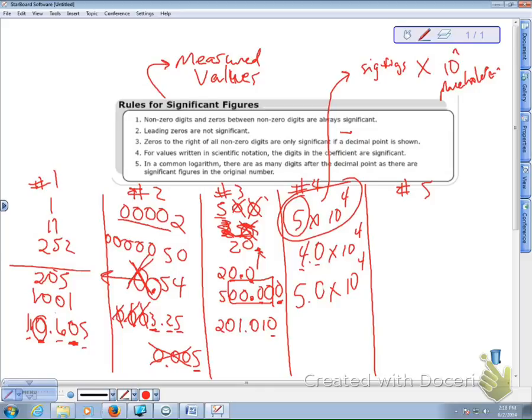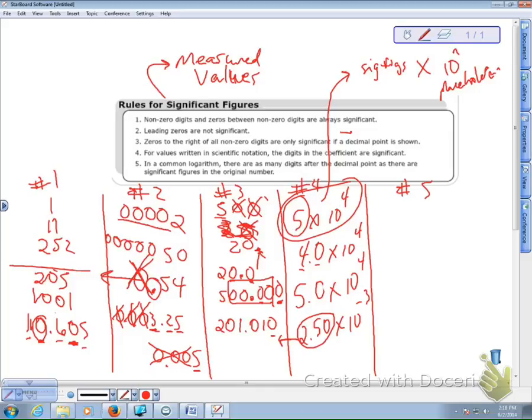The same thing applies for negative exponents. If we have 2.50 times 10 to the minus 3, again, we don't really care. The 10 to the minus 3 implies that we have some leading zeros in front of the 2 going this way. And so the only sig figs in this measurement are the 3 shown on the left, 2.50.